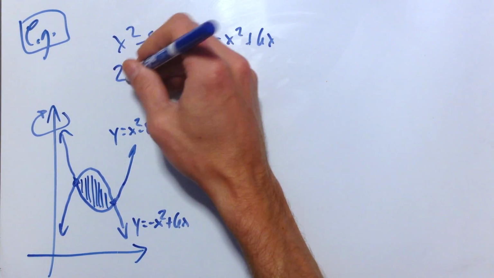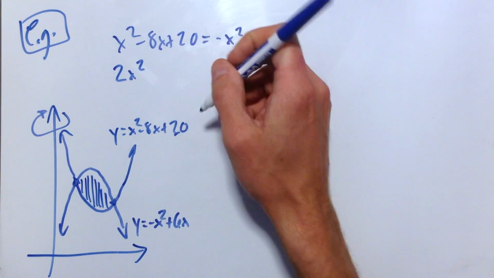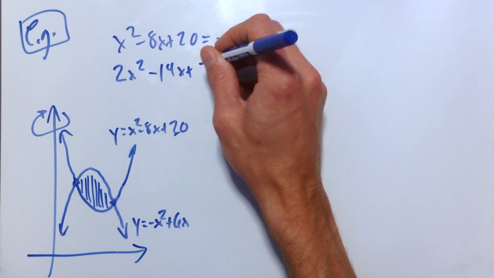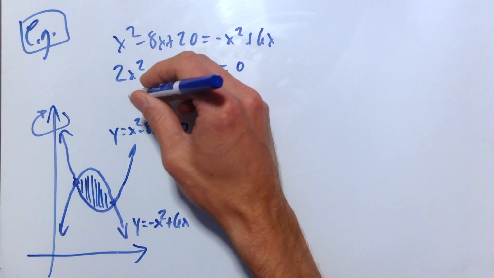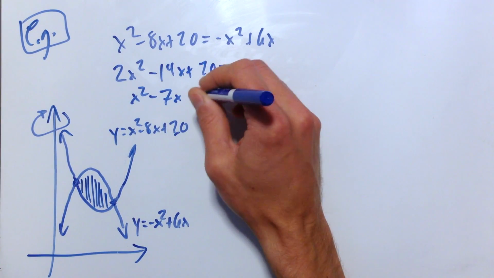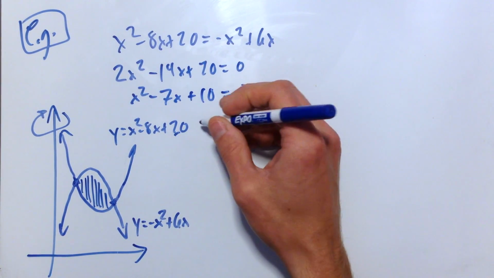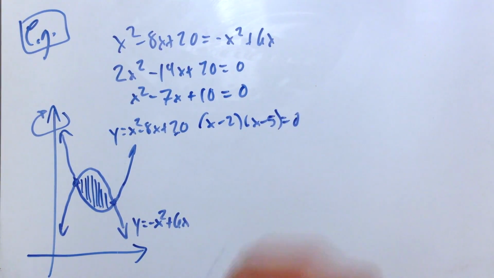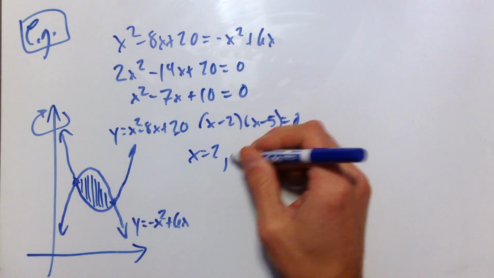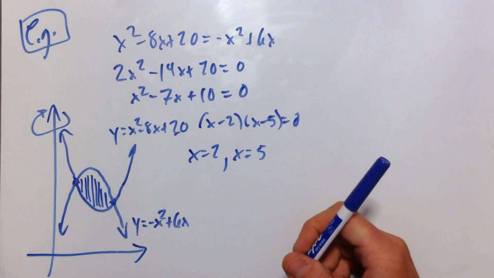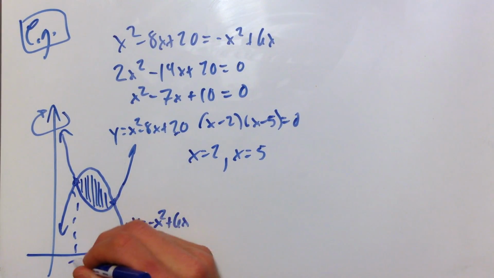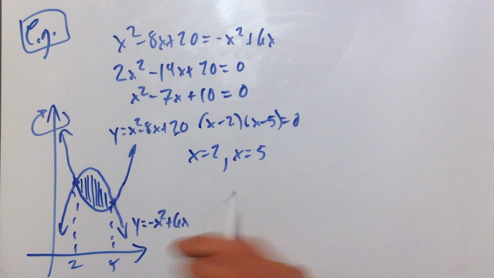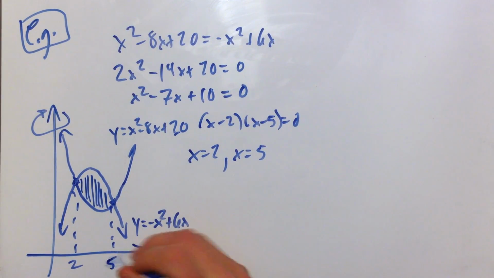I add x squared to both sides, 2x squared, subtract 6x from both sides, minus 14x plus 20 is equal to 0. Divide everybody by 2. X squared minus 7x plus 10 is equal to 0. And this factors as x minus 2 times x minus 5 is equal to 0. So this tells us that x is equal to 2 or x is equal to 5. Great. So this must be the number 2 here. This must be the number 5 here. That's all we really need to know.